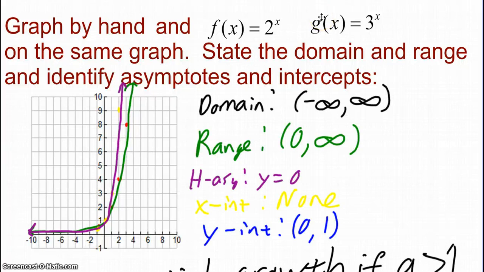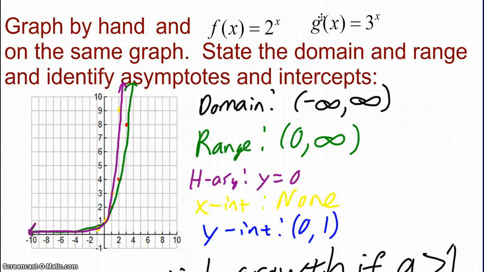Alright, so here I can see the domain for both of these is all real numbers. The range for both of these is 0 to infinity. Well, let's first talk about the domain. How do I know that? Well, there are no values that I cannot plug in for x. I can plug in positive, I can plug in negative, I can plug in 0, I can plug in fractions, I can plug in irrational numbers, and I'm always going to get an output in return.